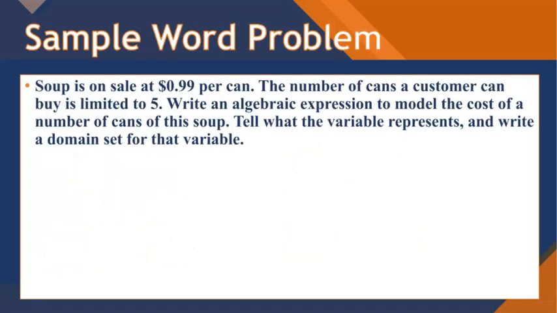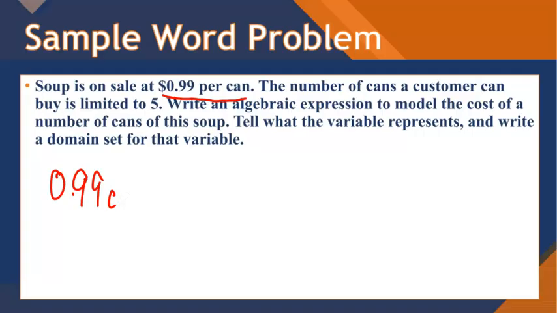And some word problems. Soup is on sale for 99 cents per can. The number of cans a customer can buy is limited to 5. Write an algebraic expression to model the cost of a number of cans of this soup. Tell what the variable represents and write a domain set for that variable. So this actually is where our equation is going to be. So we're going to have 0.99 times C for can. So that would be our expression.